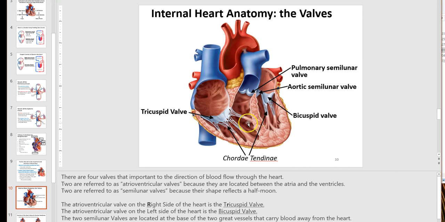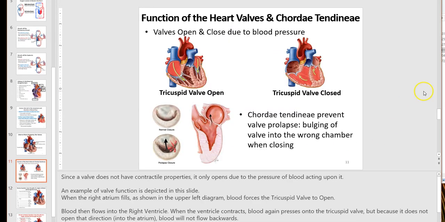So once the ventricle has contracted and sent blood out these 2 major arteries, it relaxes, and blood could be sucked back into the ventricles. But due to the presence of these valves, it won't be. So valves open and close just due to blood pressure. The tricuspid is open here, the bicuspid is open here.